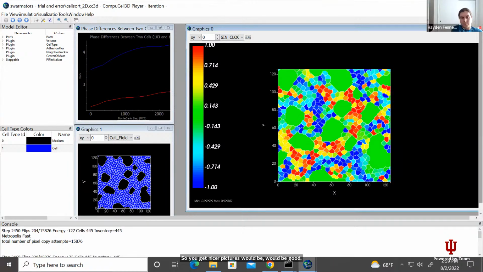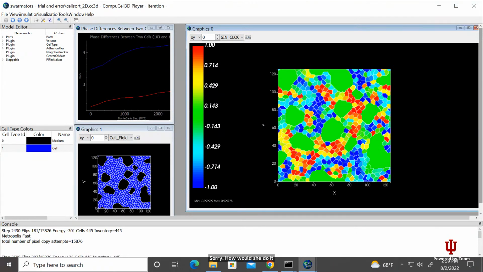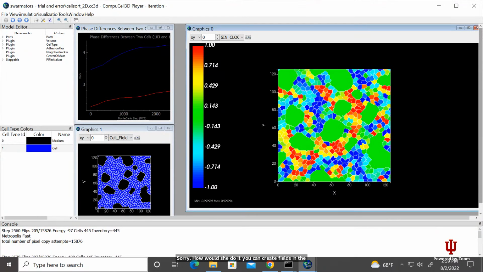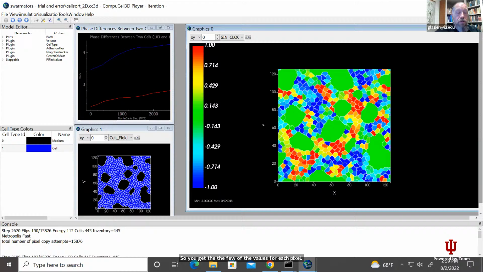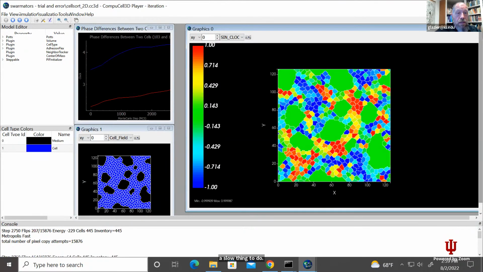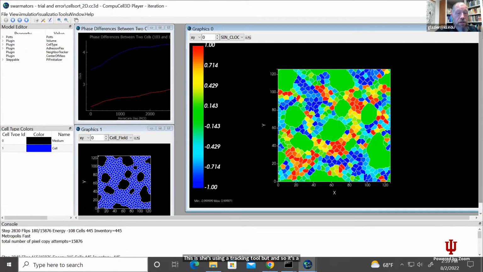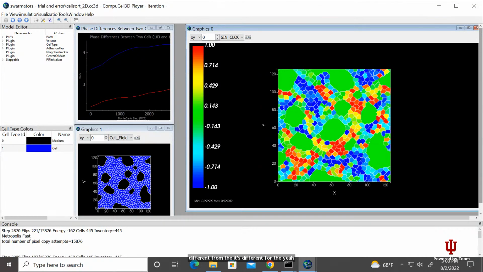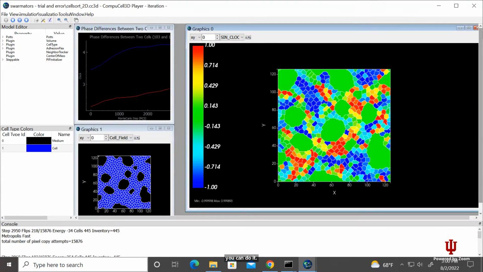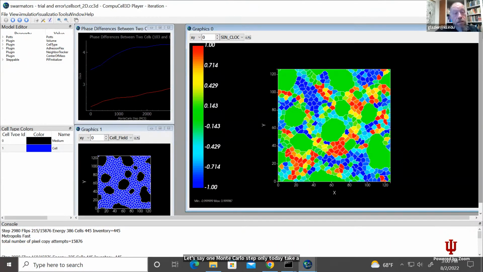Sorry, how would she do it? You can create fields in the Python file, so you get the field values for each pixel. Then if the pixel is medium, you set it to 0. Right, but that's a slow thing to do. She's using a tracking field, I think, and so it's different from the diffusing field. Yeah, but you can do it, let's say, one Monte Carlo step only to take a picture. Oh, well, that's certainly possible.